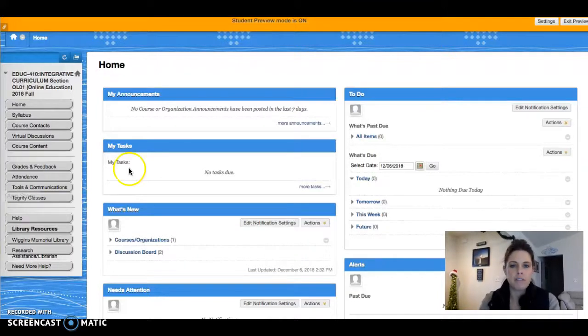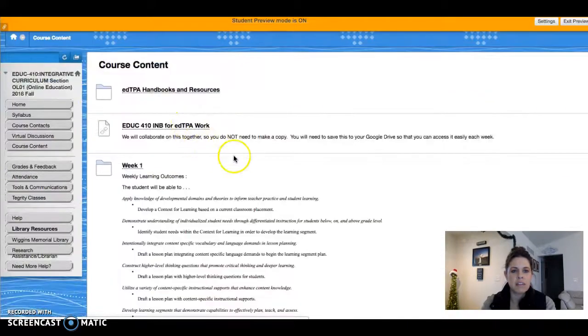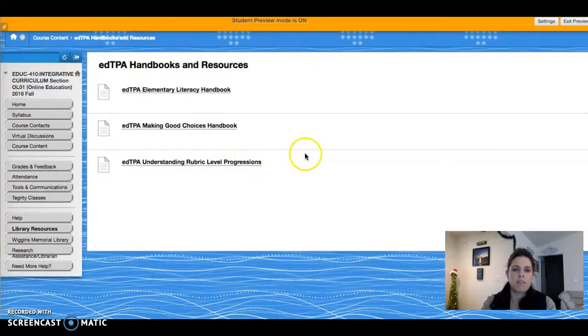So I've gone ahead and opened up our 410 Blackboard course. You should still have access, so if you don't, let me know. When you go over to the course content, one of the things that comes up right here is the handbooks and resources. So what I want us to focus on is this literacy handbook. We are going to focus on task 1. I would love it if we could do task 1 and task 2, but I'll explain why I'm not going to push task 2 in just a few minutes.